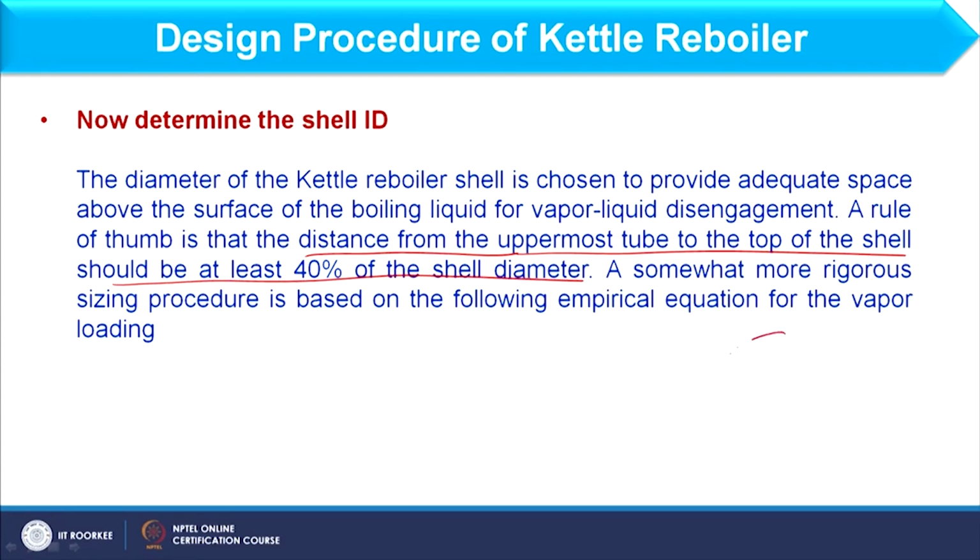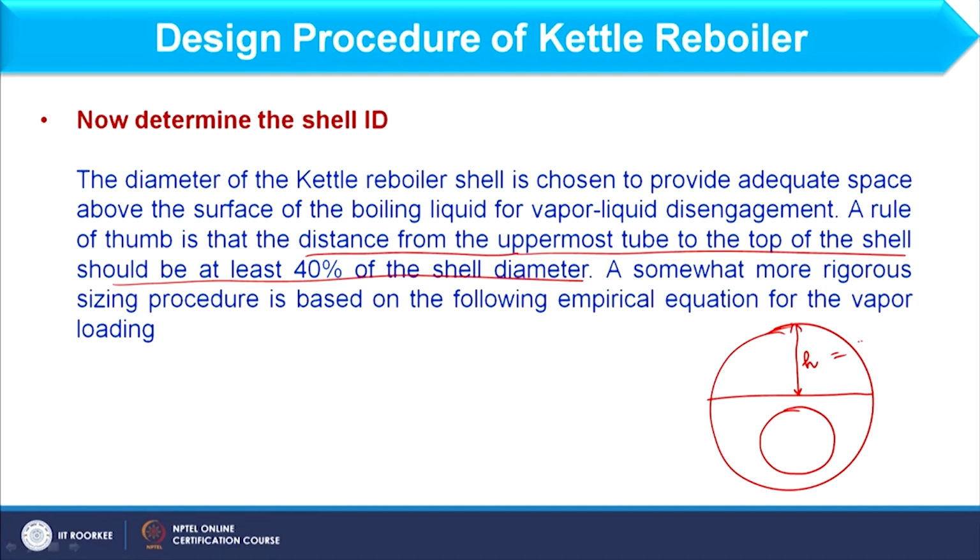What is the meaning of this? If I have this shell and this bundle, and let us say this is the weir height. This section, this height which we usually call small h, should be 40% of Ds. But that is only an initial guess. If you follow Richardson and Coulson volume 6, their shell ID is computed based on this factor only.